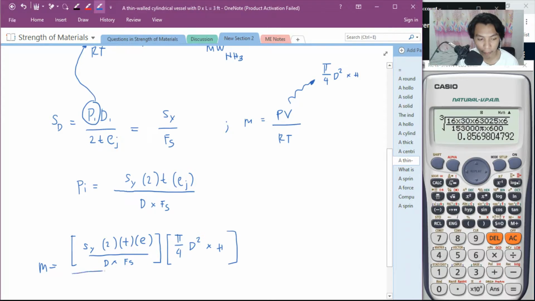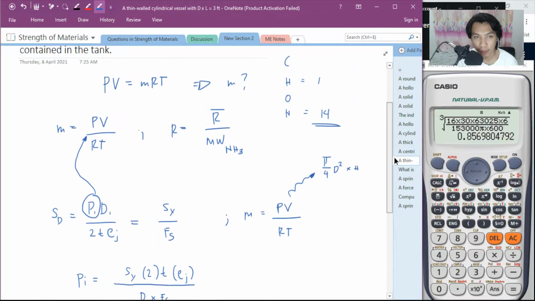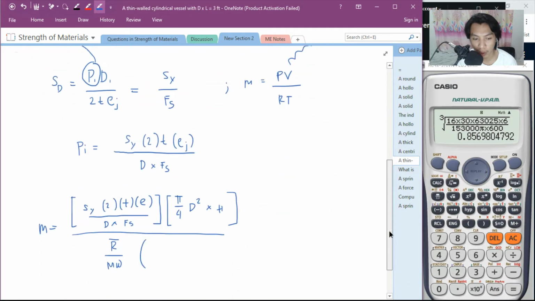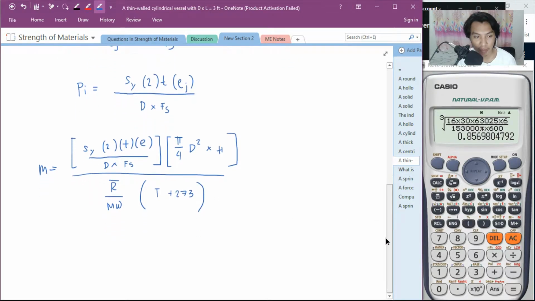Then the R is R bar over molecular weight, multiplied by the temperature. Was the temperature given? 20 degrees Celsius. It should be absolute, so plus 273. Let us solve it all at once, not part by part. The technique is that you solve and enter into the calculator at the same time to be faster.